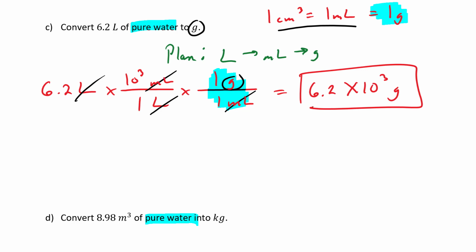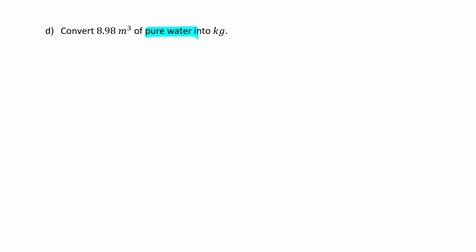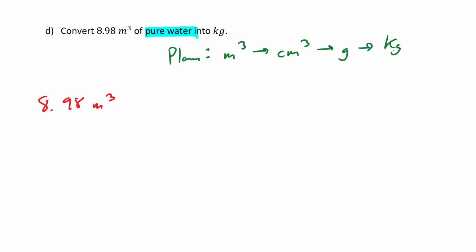One more problem involving pure water. We have 8.98 meters cubed. I want to go to kilograms. So what's my plan? Starting with meters cubed, I want to go to kilograms. This is pure water. So if I can get that to centimeters cubed, then I can convert to grams, and then I can convert to kilograms.